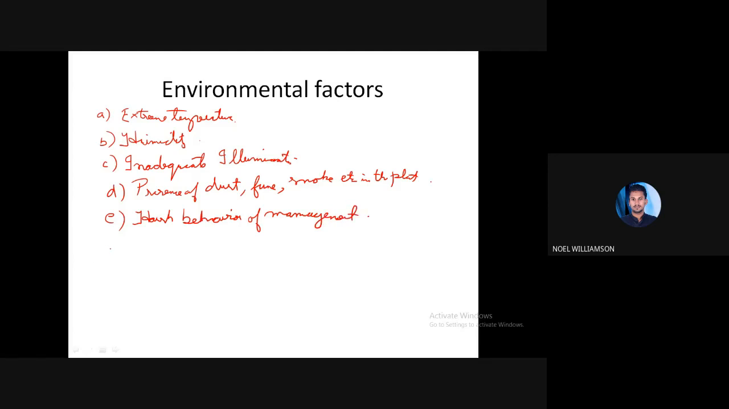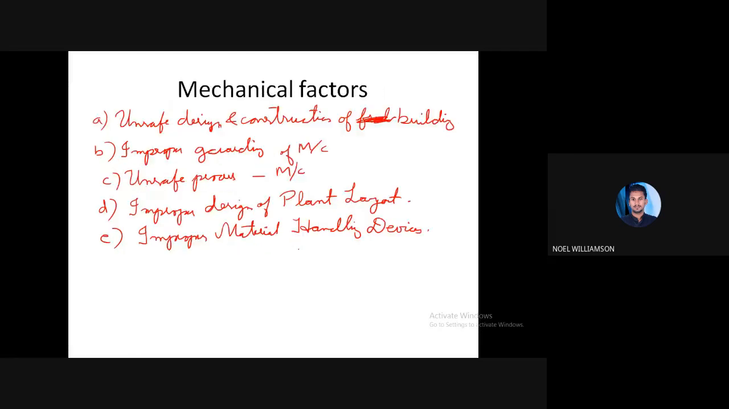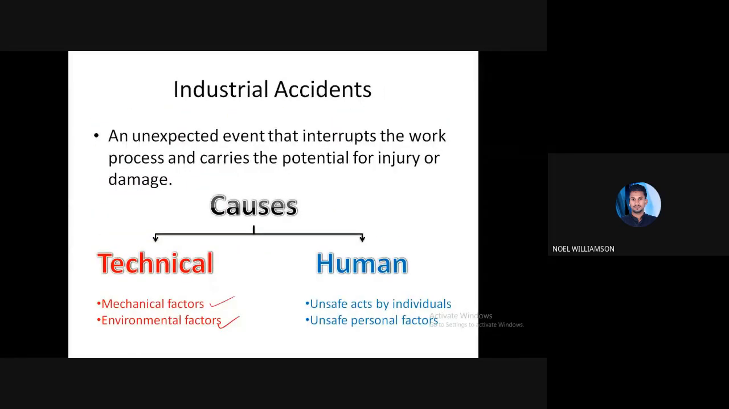And one more, that is the long duration of work. If the working duration is increased, it may create fatigue, so the chance of accidents will be more. So these are the main factors which cause accidents due to environmental factors, which come under the technical causes. So we have discussed two: mechanical factors and environmental factors.